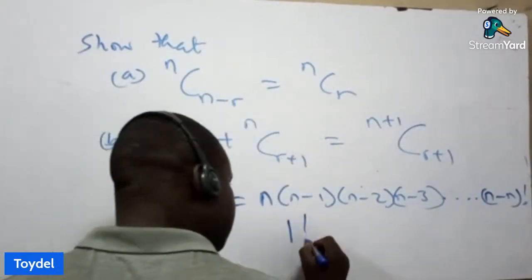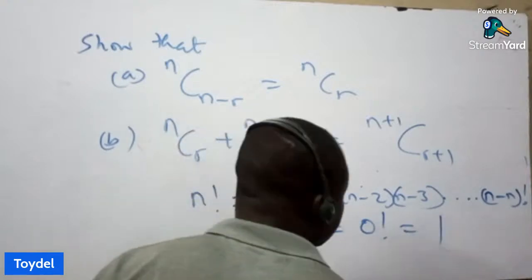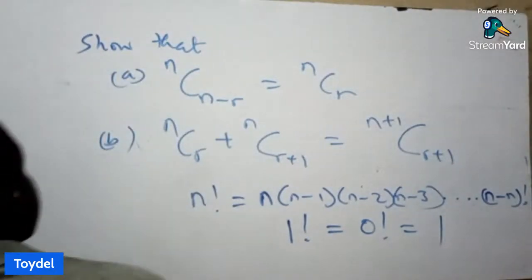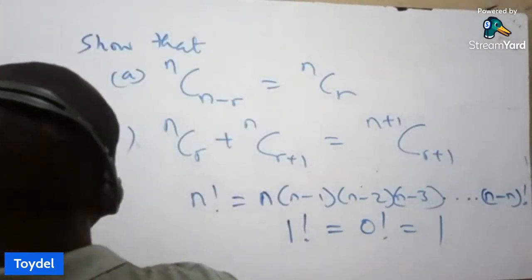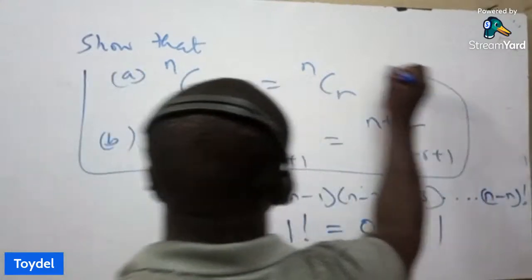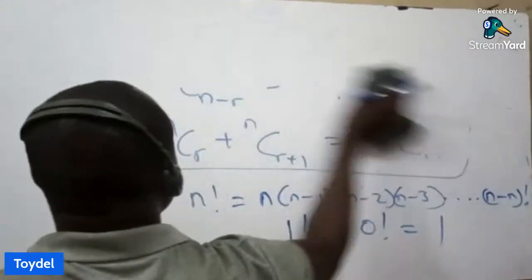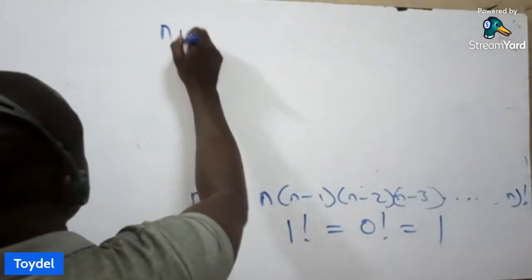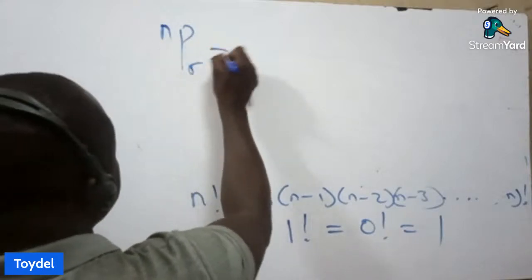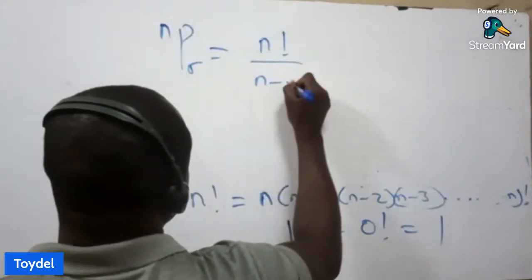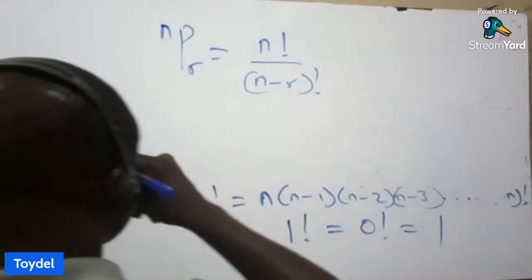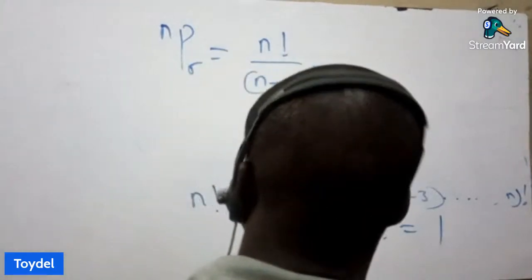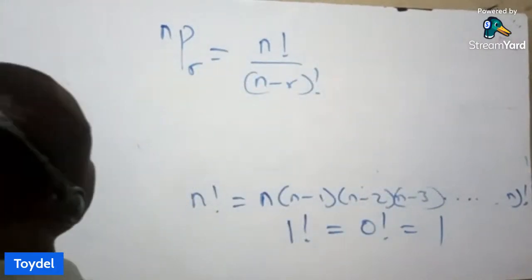Then we also said that 1 factorial is equal to 0 factorial and it's equal to 1. So we should note that. That is where we started from. So please try and show this. From there, we gave the formula for permutation. If you are taking r objects from n objects, the permutation will be n factorial all over n minus r factorial. And we talked about permutation involving indistinguishable objects, cyclic permutation and conditional permutation.